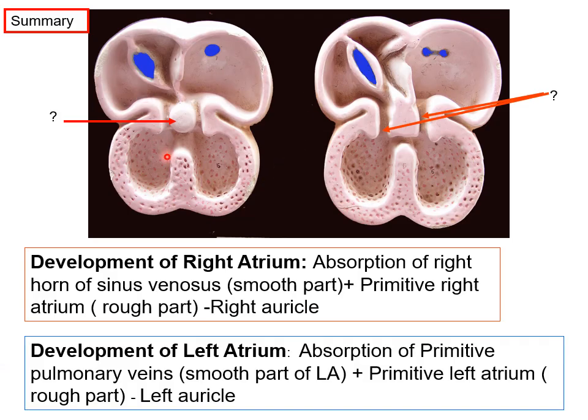So here is the summary of atria development. You can again try and identify all these things now. In this model, behind, it represents the sinus venosus, right horn, and these are the right and left venous valves, or right and left sinoatrial valves. And on the left side you can see the primitive pulmonary veins getting absorbed. So try and identify all this.